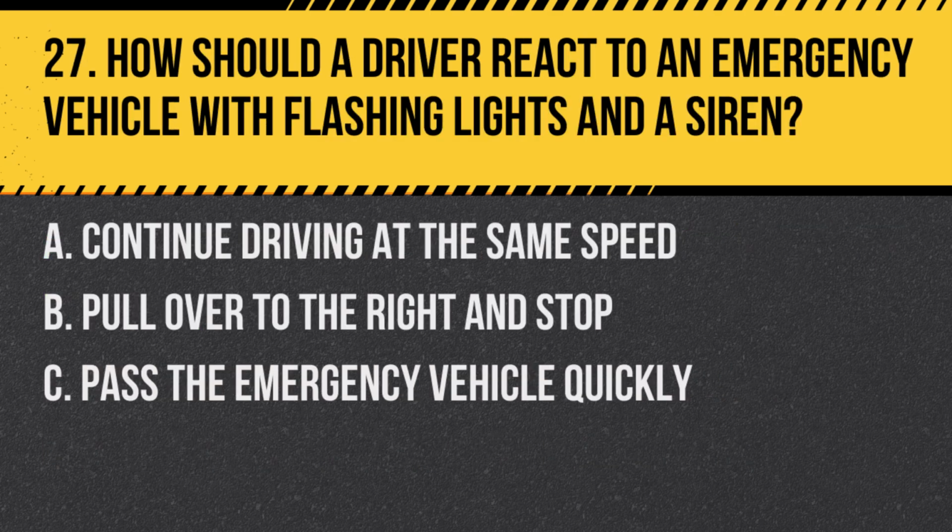Question 27. How should a driver react to an emergency vehicle with flashing lights and a siren? A. Continue driving at the same speed. B. Pull over to the right and stop. C. Pass the emergency vehicle quickly. Answer: B. Pull over to the right and stop. This allows the emergency vehicle to pass safely.